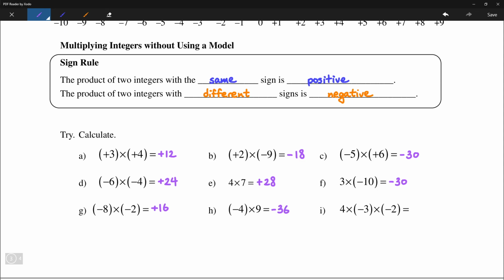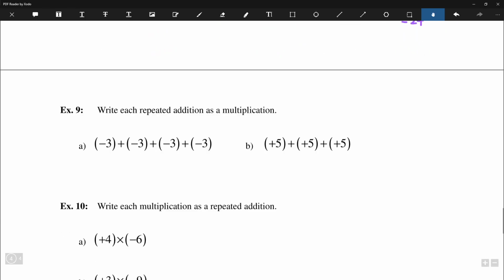And if we have something like example I, where we have more than two integers being multiplied together, then we will take this one step at a time. So first, 4 times -3 is going to give us -12. And then from there, -12 times -2 will give us +24, or just 24. Okay.